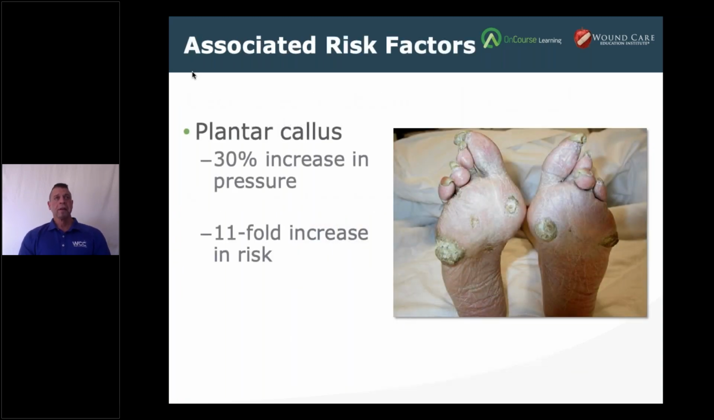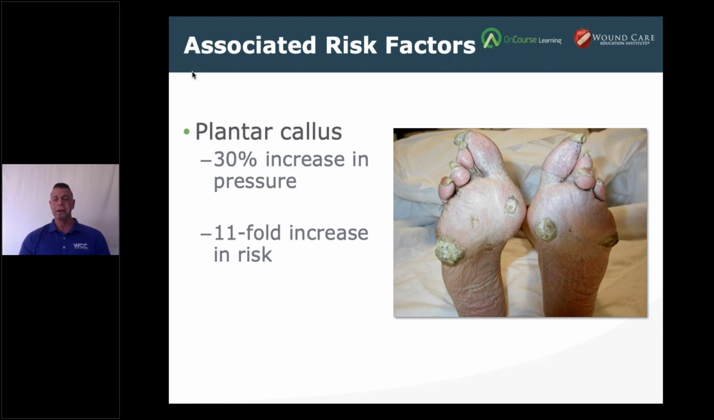Plantar callus. Again, this is generally a result initially of those repetitive high plantar pressures. The thing is, the callus doesn't actually protect the area. According to the studies, it actually has the ability to increase the pressure over that area by an additional 30%.